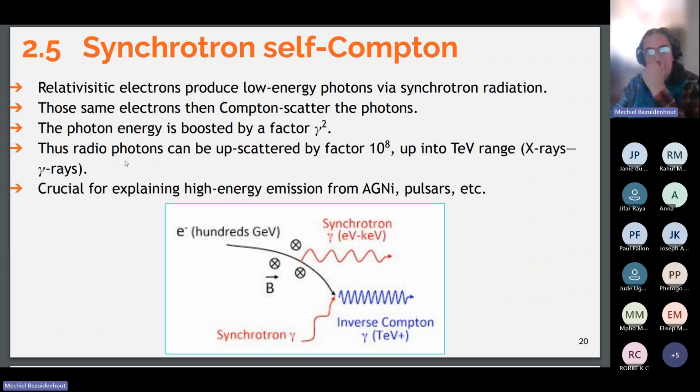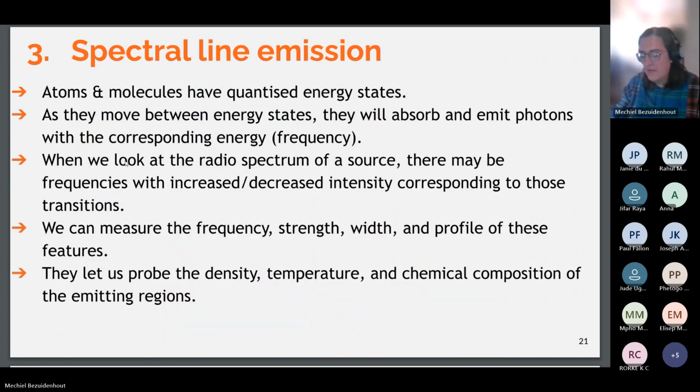Right, so that's it for non-thermal processes. Let's move on to spectral line emission. So we know that atoms and molecules have quantized energy states. So the energy states have specific values. They can't have just any random energy. It has to be a specific value.